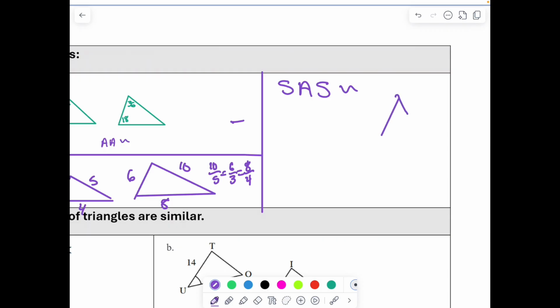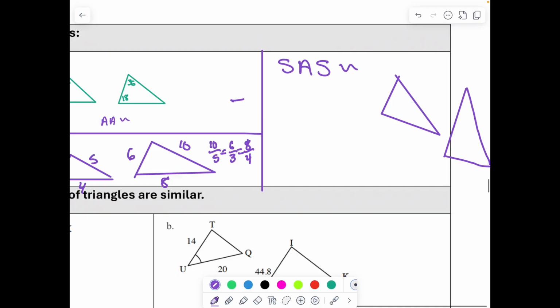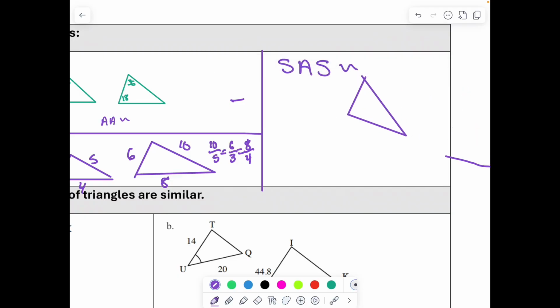So if we had 2 triangles, it's a really bad example right there. You know what, let's copy and paste it and just make it bigger. I should have been doing this the entire time. Okay, so let's say 3, 6, and 12, and then 6, 12, and 12.